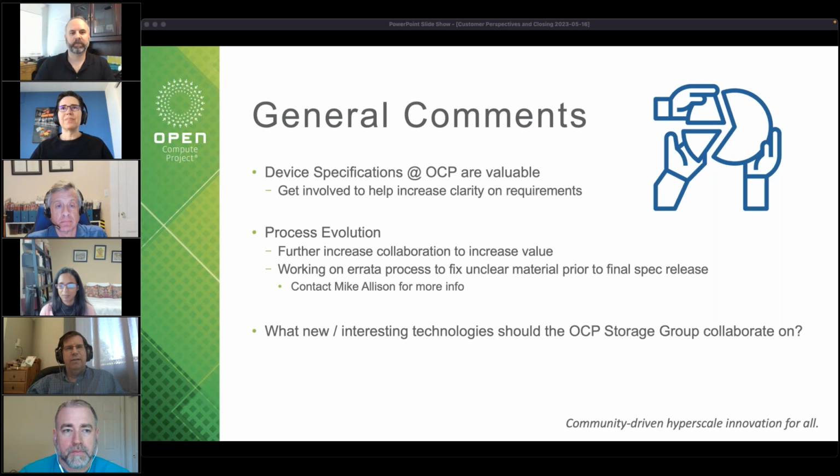And another thing to think about is what are new interesting technologies that the OCP storage group should be collaborating on. If you have thoughts, I'd encourage you to bring those technologies and we can have discussions about them. Next slide here.